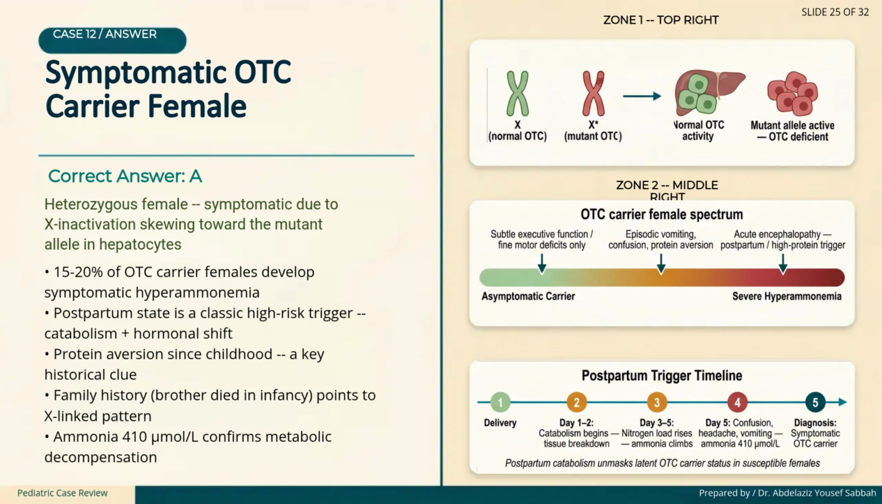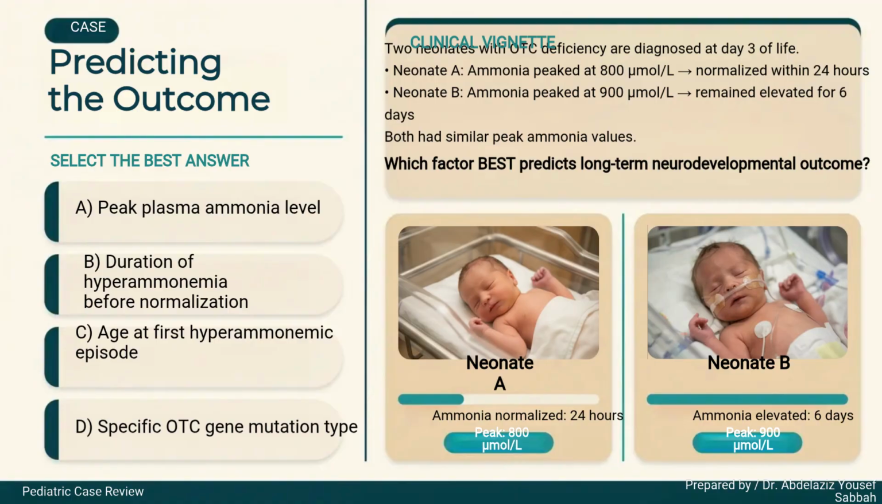In any adult with unexplained encephalopathy, think urea cycle disorder. Measure the ammonia. Case 13. 2 neonates, both diagnosed with OTC deficiency at day 3. Neonate A peaked at ammonia 800, but normalized within 24 hours. Neonate B peaked at 900, but stayed elevated for 6 days.